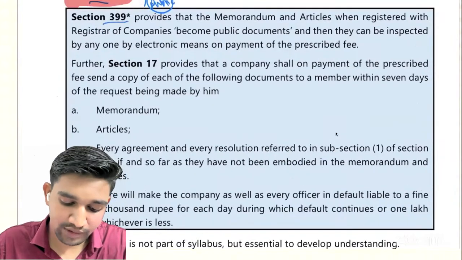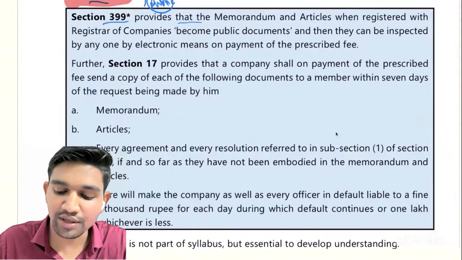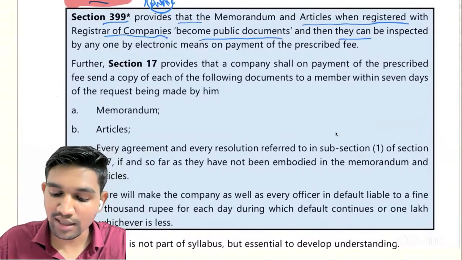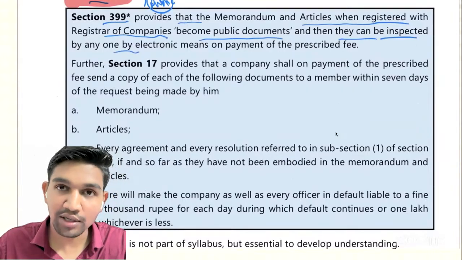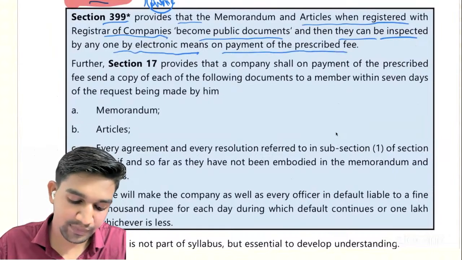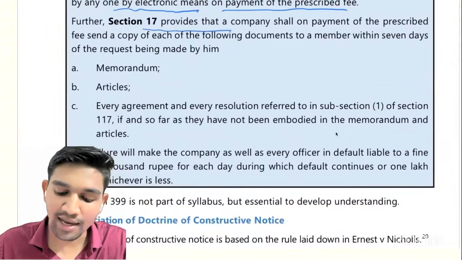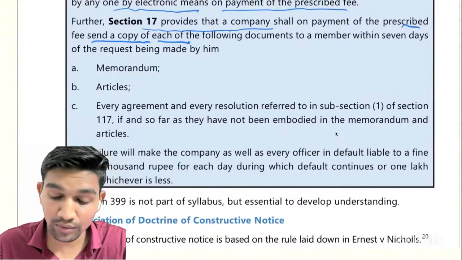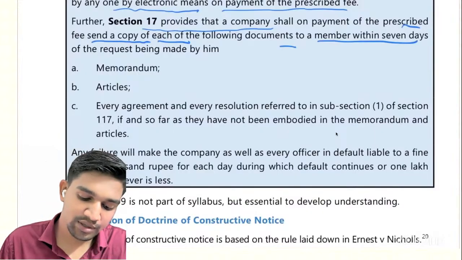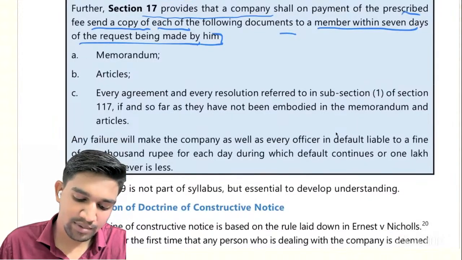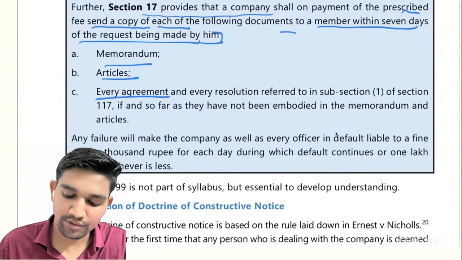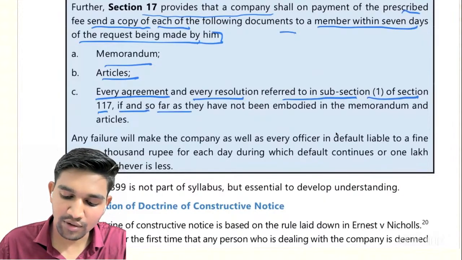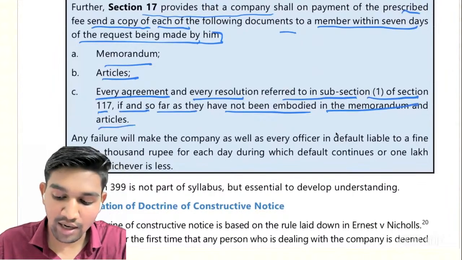Section 399 provides that the memorandum and articles, when registered with the Registrar of Companies, become public documents, and then they can be inspected by anyone by electronic means on the payment of the prescribed fee. Further, Section 17 provides that the company shall, on payment of the prescribed fee, send a copy of each of the following documents to a member within 7 days of the request being made by him: the memorandum, articles, and every agreement or every resolution referred to in sub-section 1 of Section 117, if and so far as they have not been embodied in the memorandum and articles.